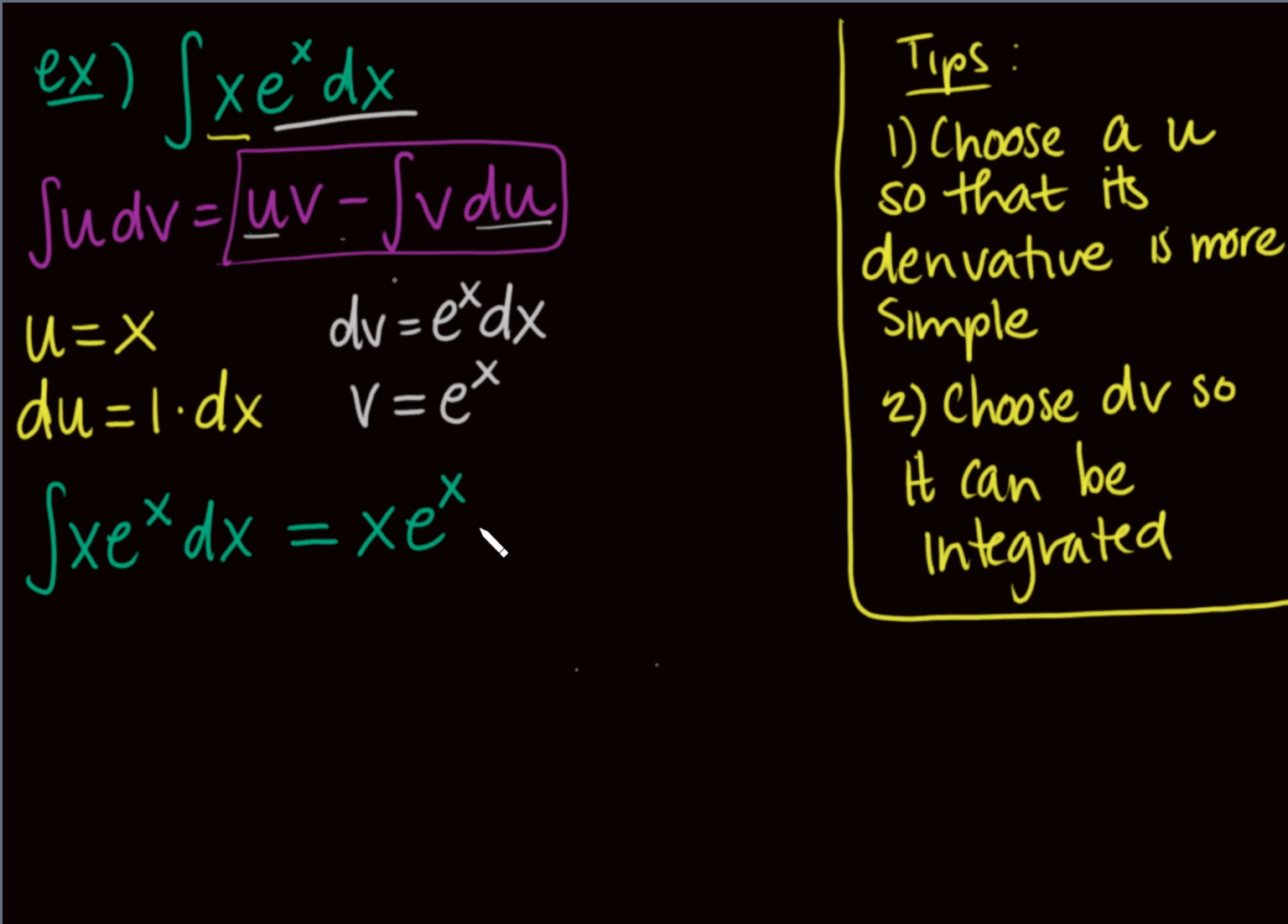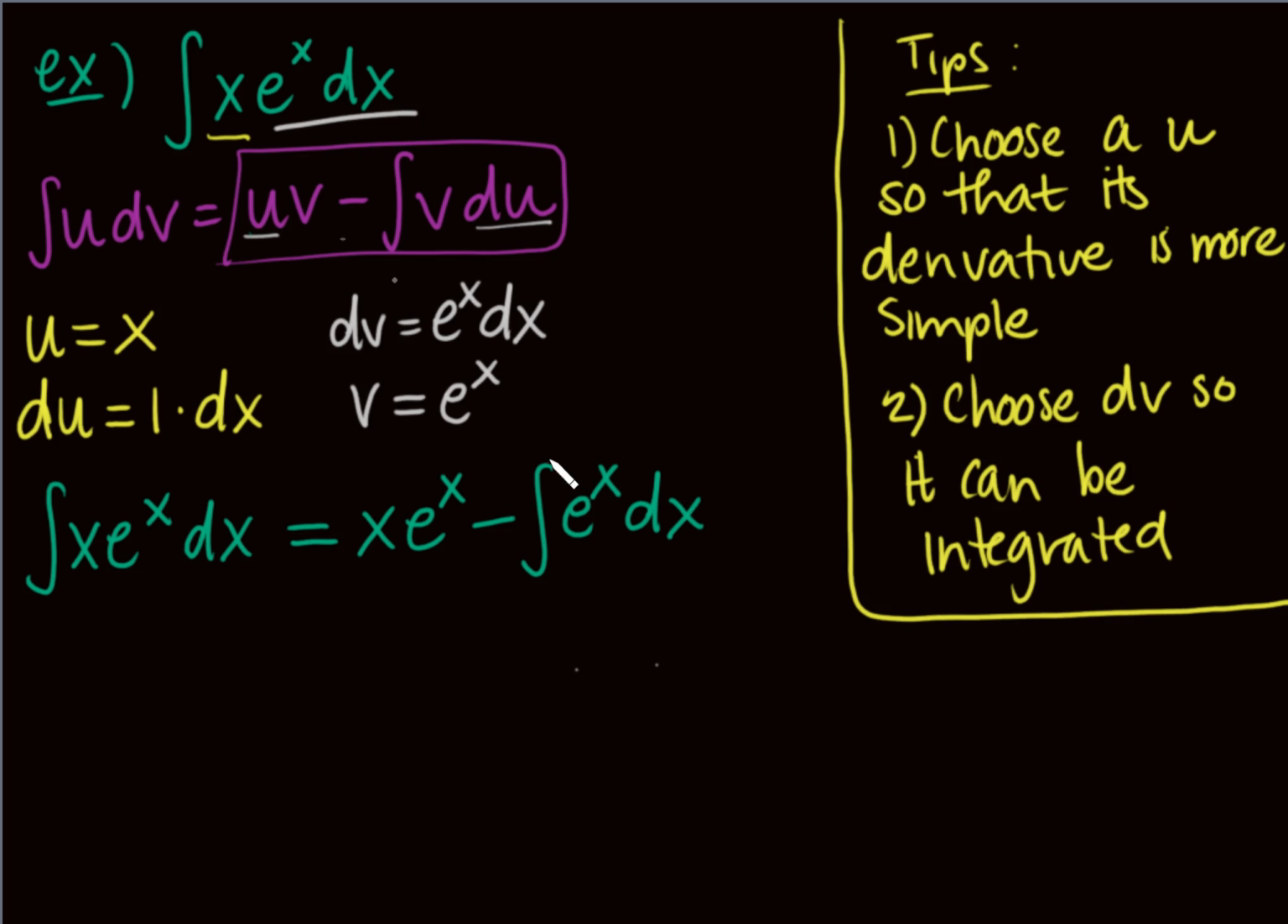u times v minus the integral of v du. What is v? It's e to the x. And then du is 1 times dx, which is just dx. So again, why do I have the uv minus the integral of v du? It's basically just a way for me to remember the order in which I need to put these functions.